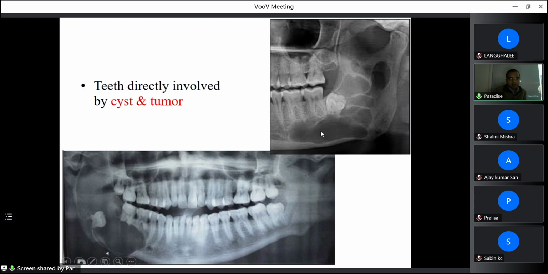Another is the case of ameloblastoma, where it is associated with the first, second, and third molar, and while removing this tumor you have to extract the associated teeth as well. If you don't remove the teeth, it will lead to recurrence. So one of the indications for extraction is if the tooth is associated with any cyst or tumor, especially odontogenic keratocyst and ameloblastoma. Usually recurrence is very rare in case of dentigerous cyst.